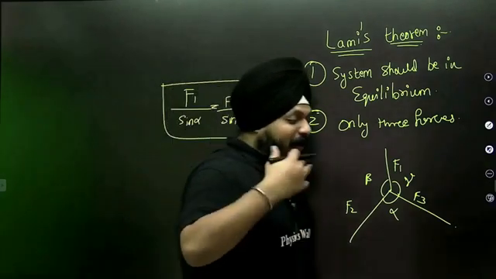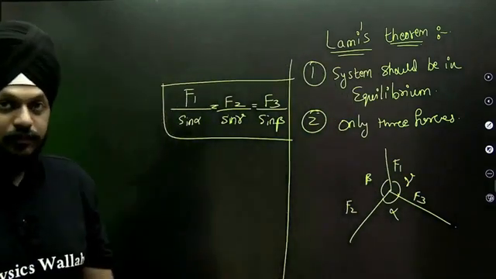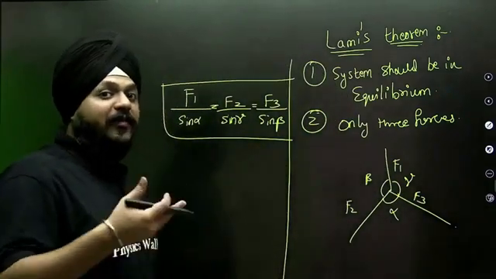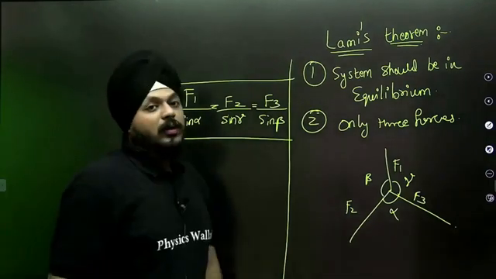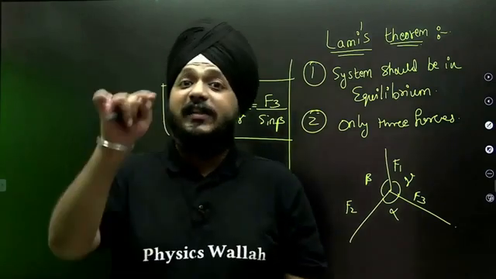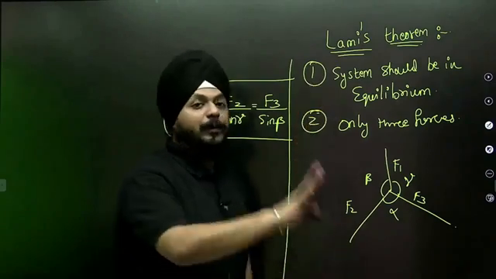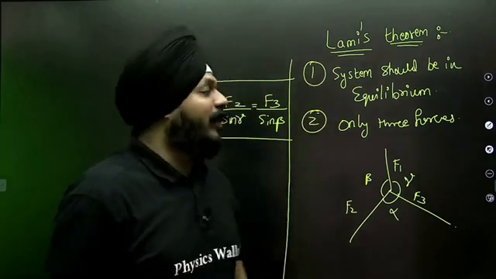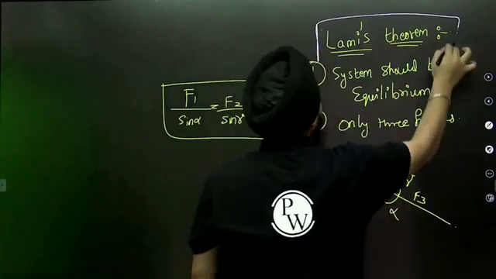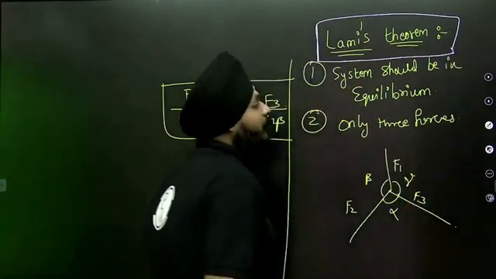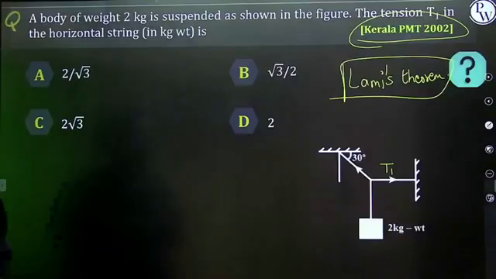How to identify whether to apply Lami's theorem or not? There is an existence of three forces at a junction, and the system is in equilibrium, the net acceleration is zero. This is what Lami's theorem is all about. In some cases we can directly use it, and in some pulley problems also we can use this theorem. So now let's move on to how to solve this.